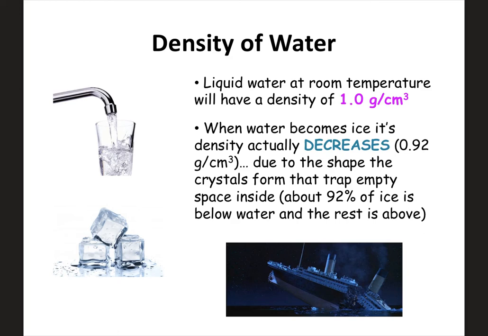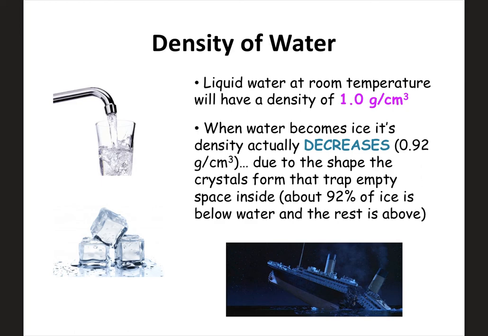What's interesting here is when water becomes ice, its density actually decreases, which is kind of unique here. It actually drops to about 0.92 grams per centimeter cubed. And it's all due to the fact that when it forms this solid, when it lines up perfectly and forms the solid, you get some air trapped in there. So it actually reduces the density.